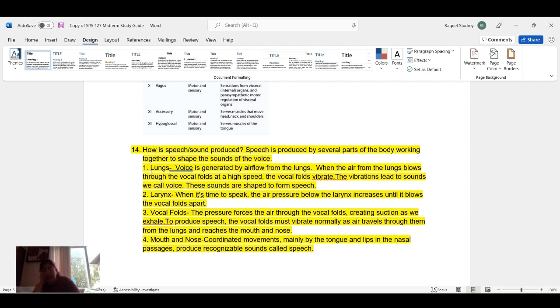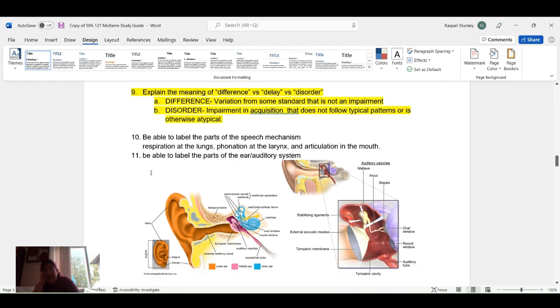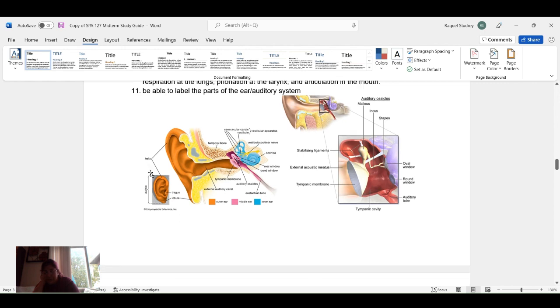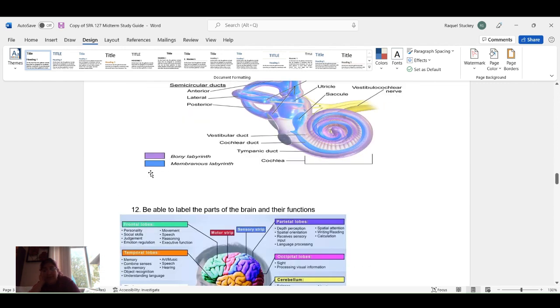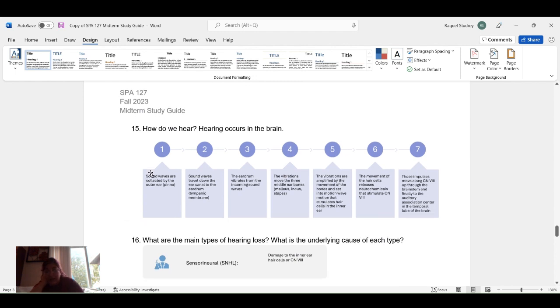How do we hear? Hearing occurs in the brain. Number 1, sound waves are collected by the outer ear. Number 2, sound waves travel down the ear canal to the eardrum, the tympanic membrane. Number 3, the eardrum vibrates from incoming sound waves.